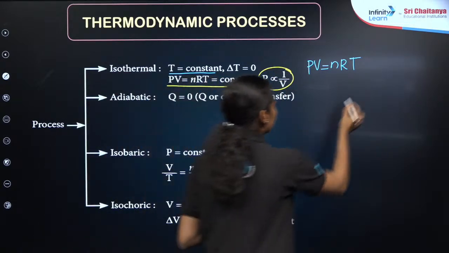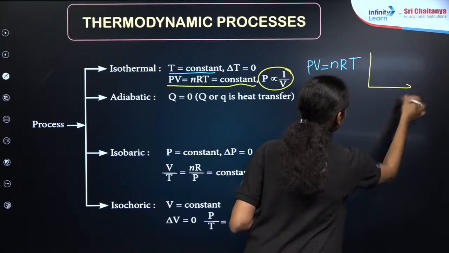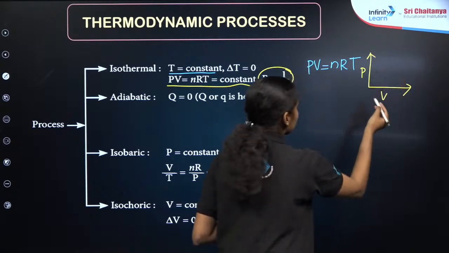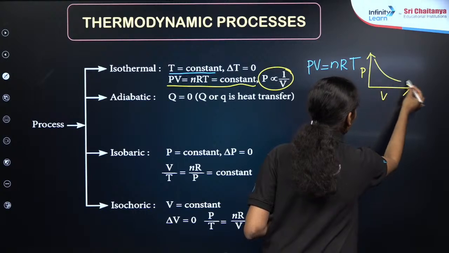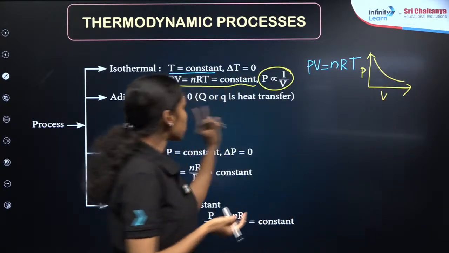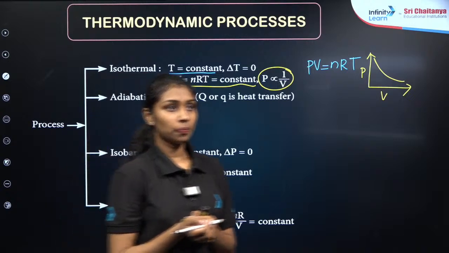Whenever I am drawing the graph, this will be the pressure and this will be the volume. As the pressure increases, volume decreases. This will be the PV graph for the isothermal process. Clear?